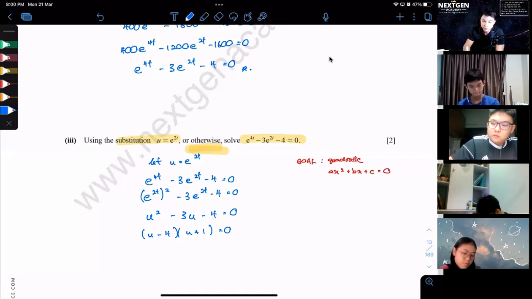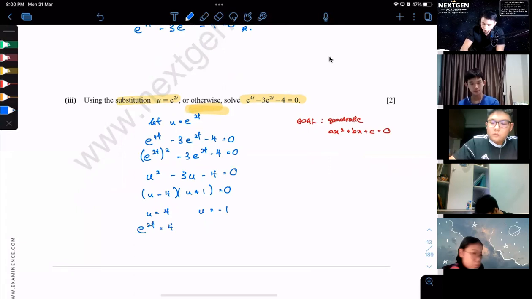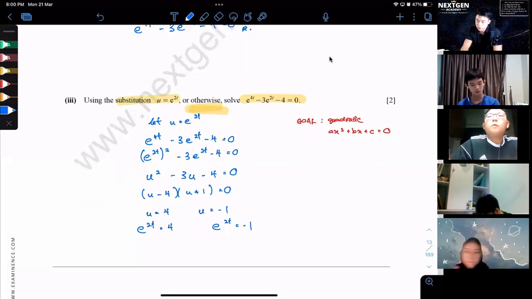It's so much clearer. So u equals 4, u equals -1. So e to the power of 2t equals 4, e to the power of 2t equals -1. Okay, which one do I have as an answer?